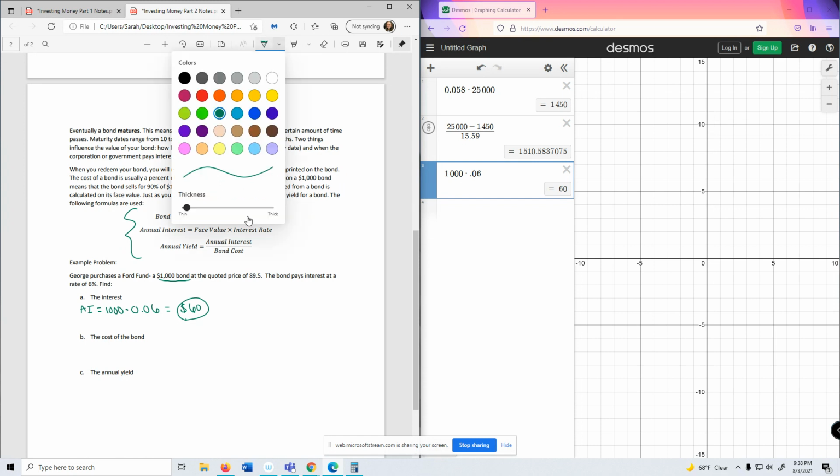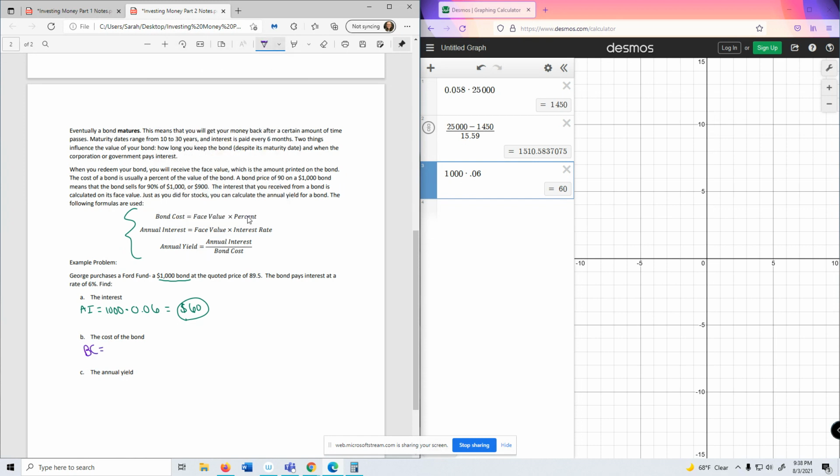Next up is the cost of the bond. Bond cost is the face value, so once again, whatever the amount we say for the bond is, times the percent. That's the quoted price, which is right here. This is the same as 89.5%. But remember, 89.5% in decimal form would be 0.895, like so. So let's do that in Desmos, or you can do it in your head. When we do that, we get $895. That is how much the bond costs.